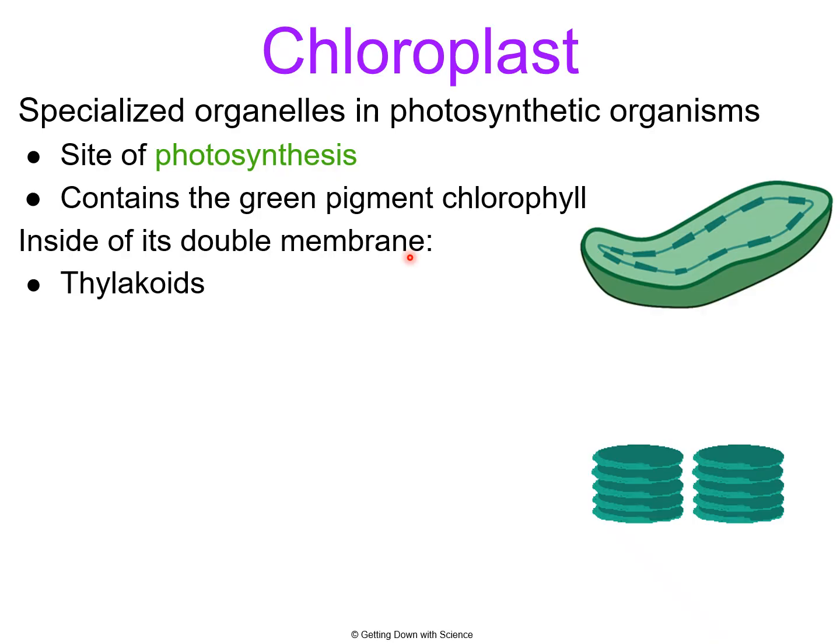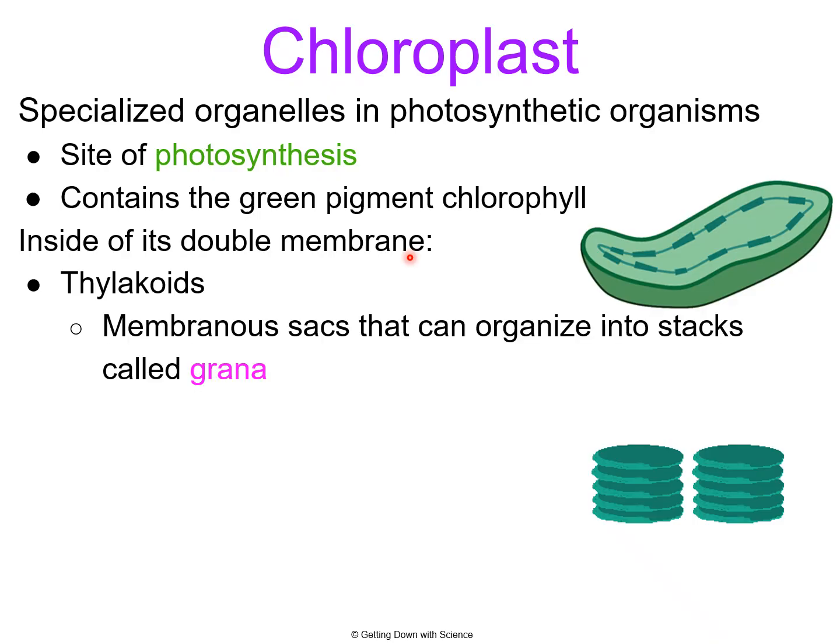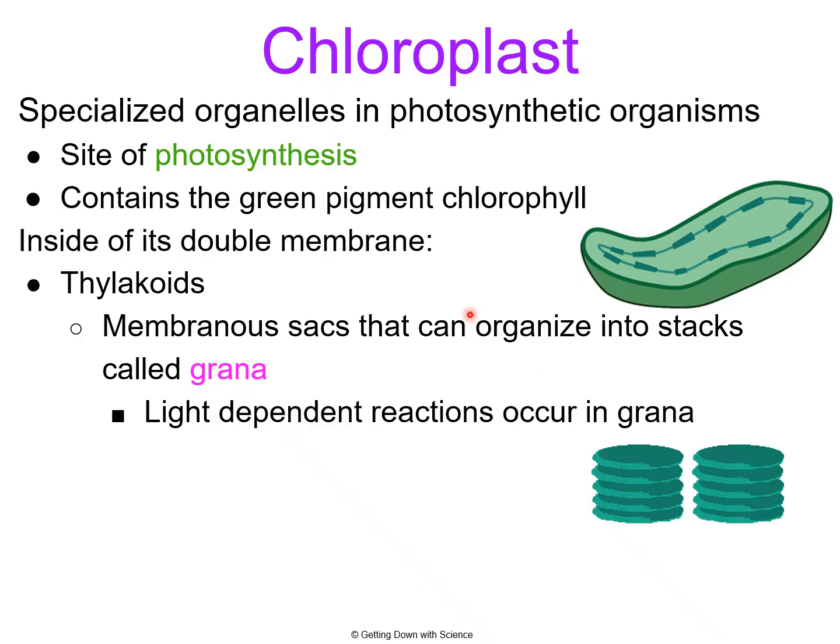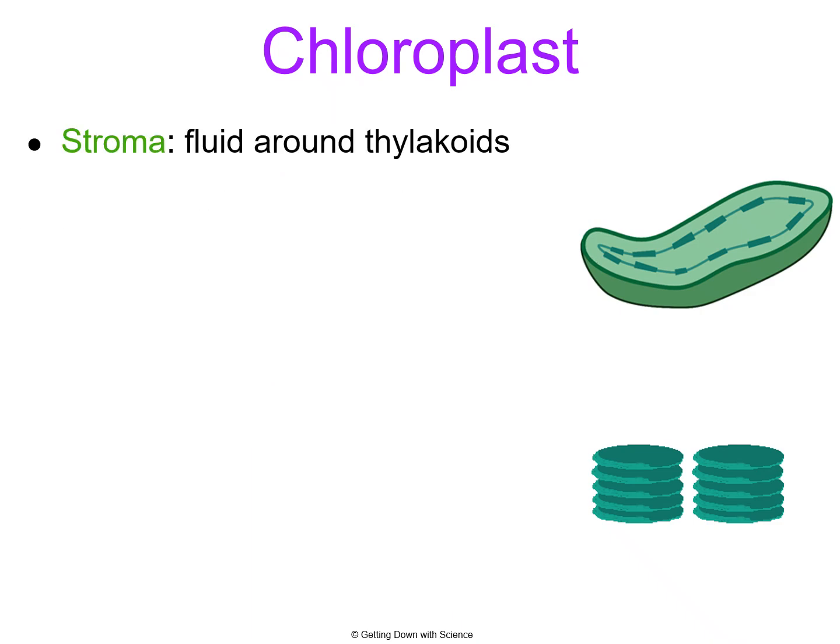So here are some. The chloroplast contains thylakoids. What are thylakoids? These are membranous sacs that are organized into stacks called grana. So they're stacked on top of each other like a pancake. So that's what the thylakoid looks like. And what occurs in the thylakoid? The light-dependent reaction. So this is the part of photosynthesis that actually relies on sunlight. And here they are. That's what it looks like inside the chloroplast. And that's what it looks like stacked together to form the grana.